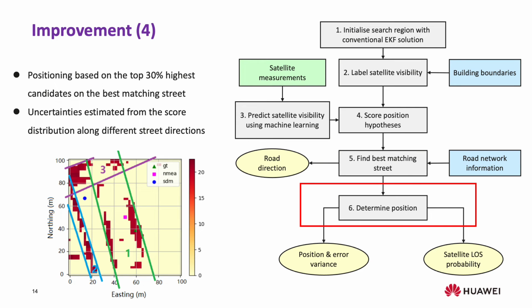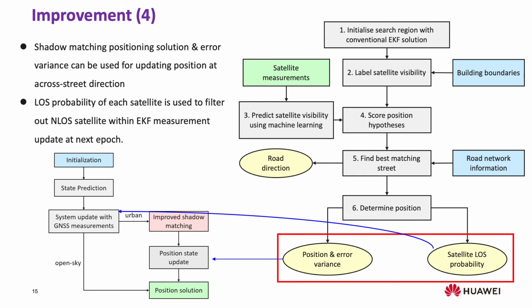The fourth improvement is made on position determination. The shadow matching algorithm outputs a solution based on the top 30 highest candidates on the best matching street, and also the positioning uncertainty can be estimated from their score distribution along different street directions. The shadow matching output can be combined in the Kalman filter. Its positioning solution and error variance can be used for updating position in the cross-street direction.